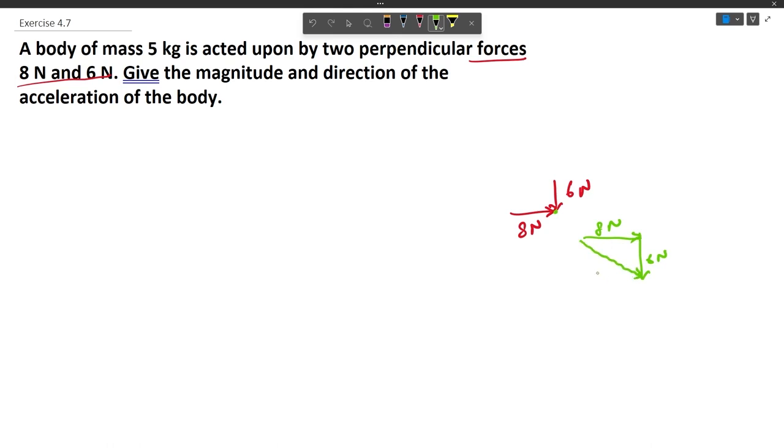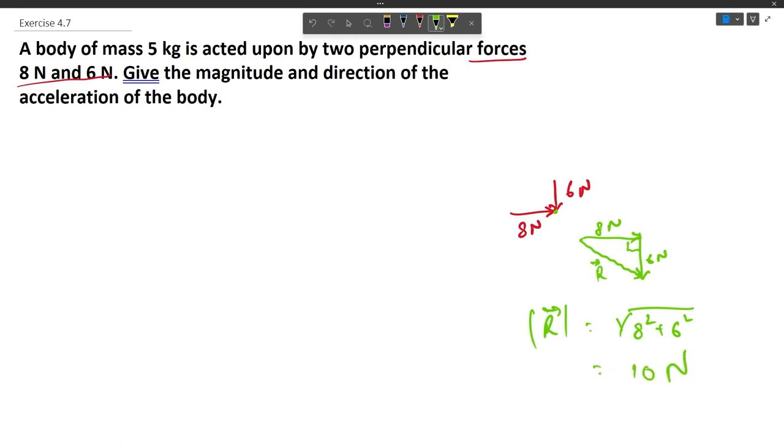Let us represent it by r. We have been given that these two forces are perpendicular, so the angle between them would be 90 degree. Now in order to find the magnitude of the resultant, we will apply the Pythagoras theorem. So the resultant will be of magnitude square root of 8 square plus 6 square, and that will be equal to 10. So the resultant would be 10 Newton.